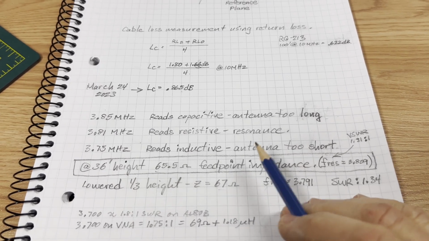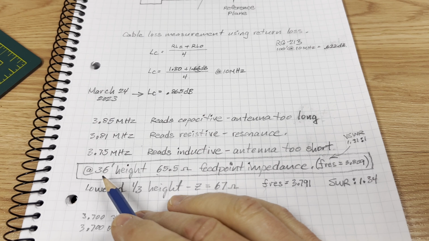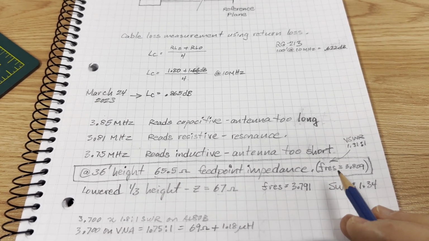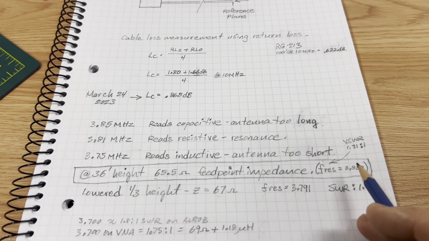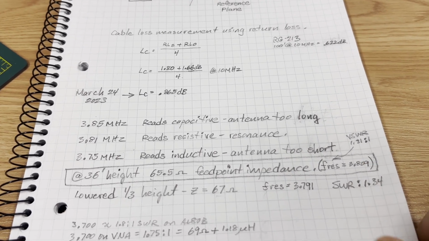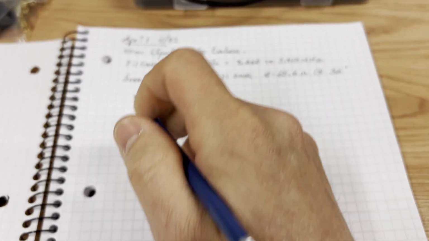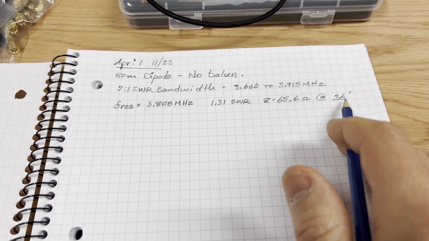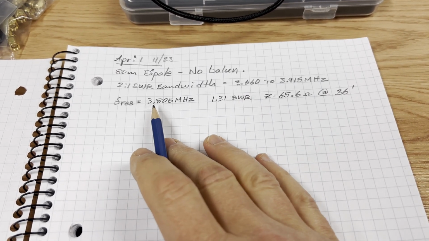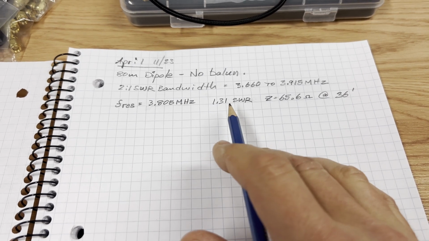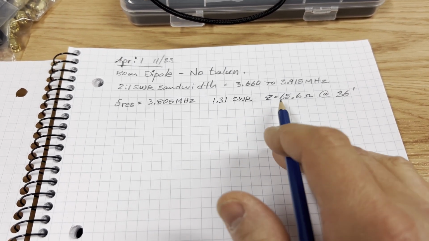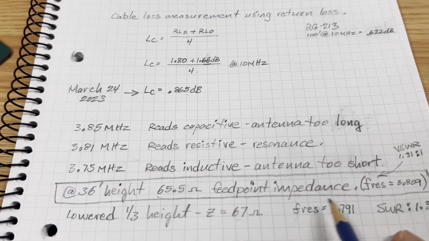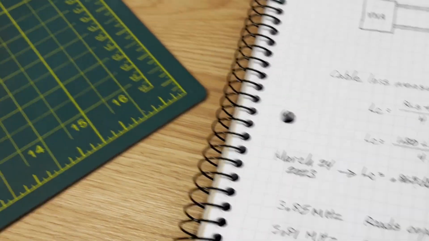So in the last video, with the Balun installed at an antenna height of 36 feet, we saw 65.5 ohm feed point impedance. Frequency of resonance was 3.809 megahertz, and the standing wave ratio was 1.31 to 1. And today, without the Balun, measured at the height of the antenna mount of 36 feet, the frequency of resonance was 3.805. We saw 1.31 SWR and a feed point impedance of 65.6 ohms. So there's virtually no difference between the two.